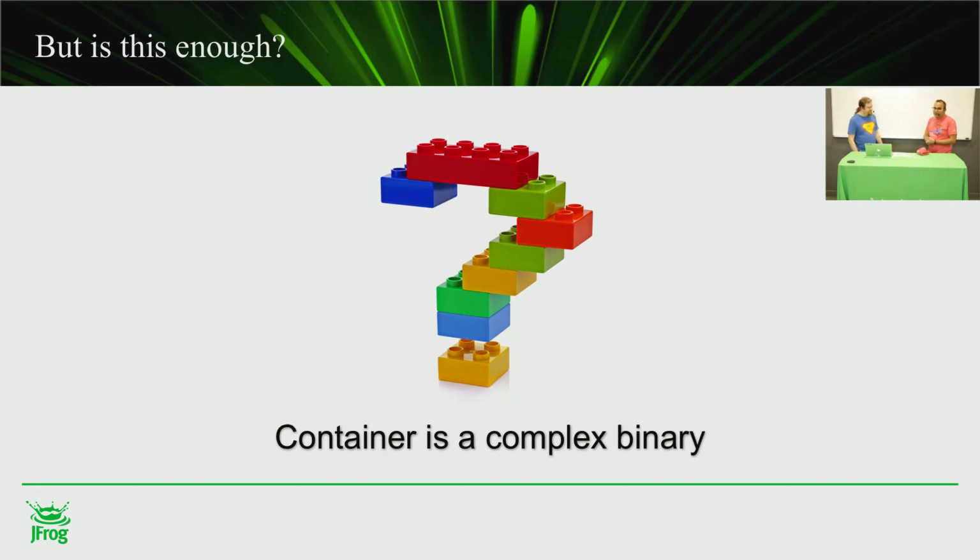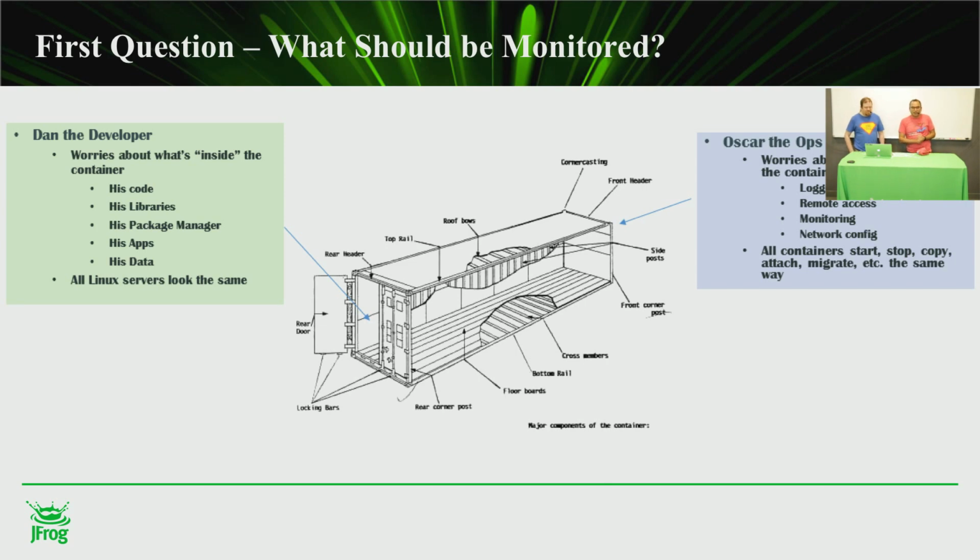Well, a container is a complex binary. There are two aspects to it. What's inside the container and what's outside the container. Inside the container, we can have a couple of binaries from a war file, jar file, JavaScripts. It has a build aspect to it. And outside the container, we have logging. We can monitor compute.